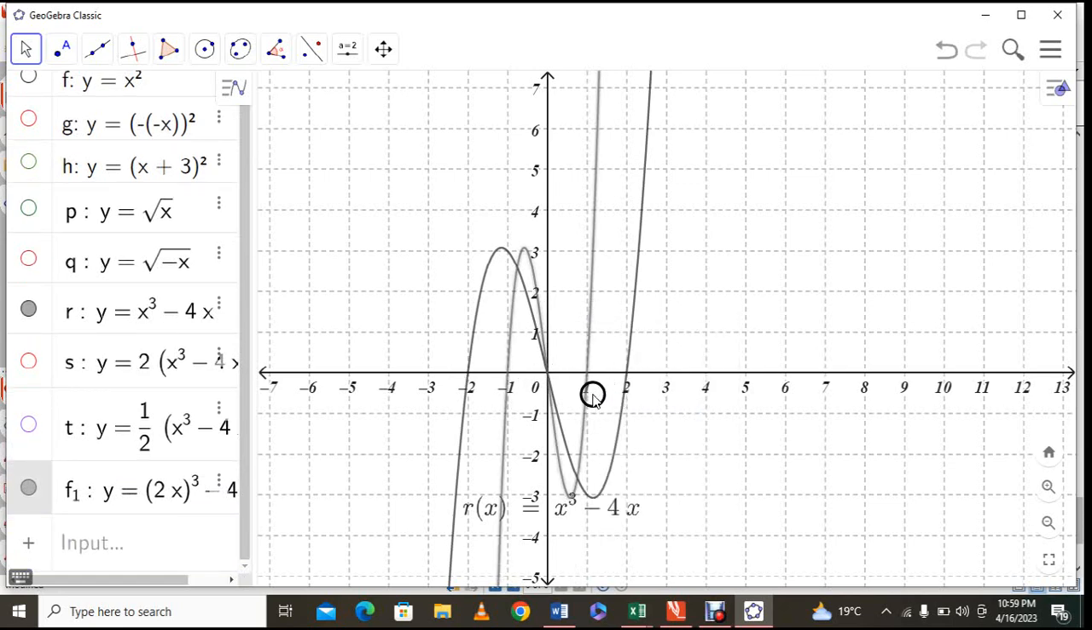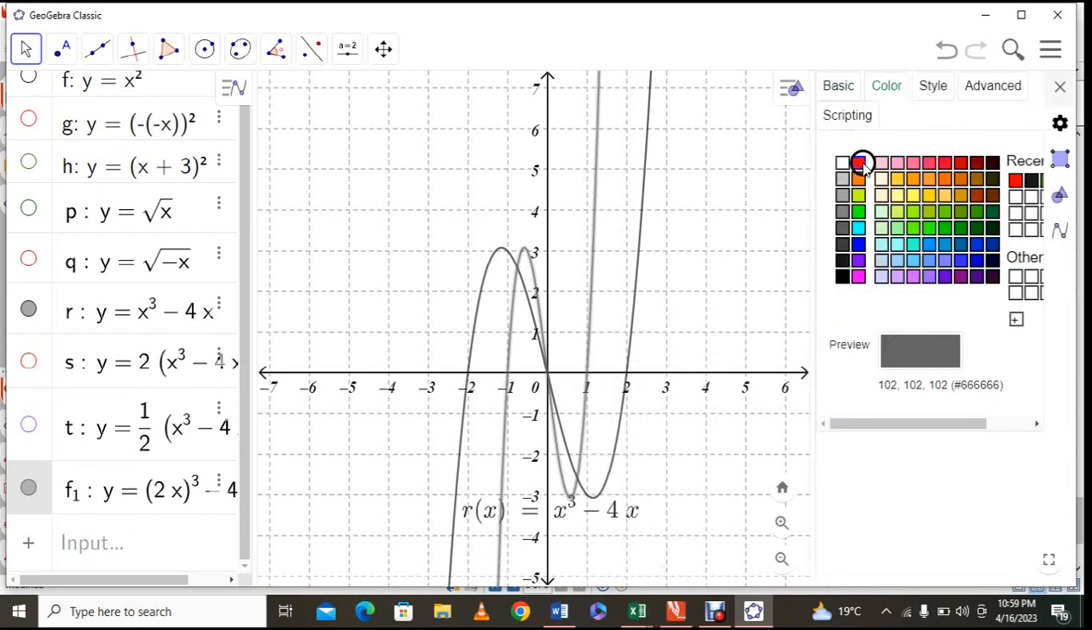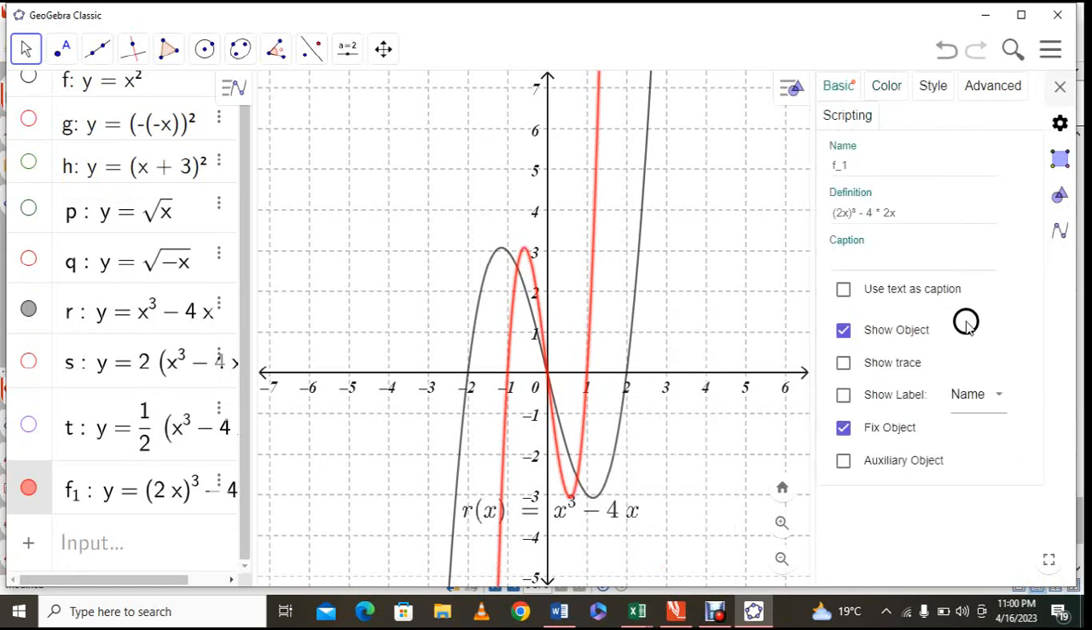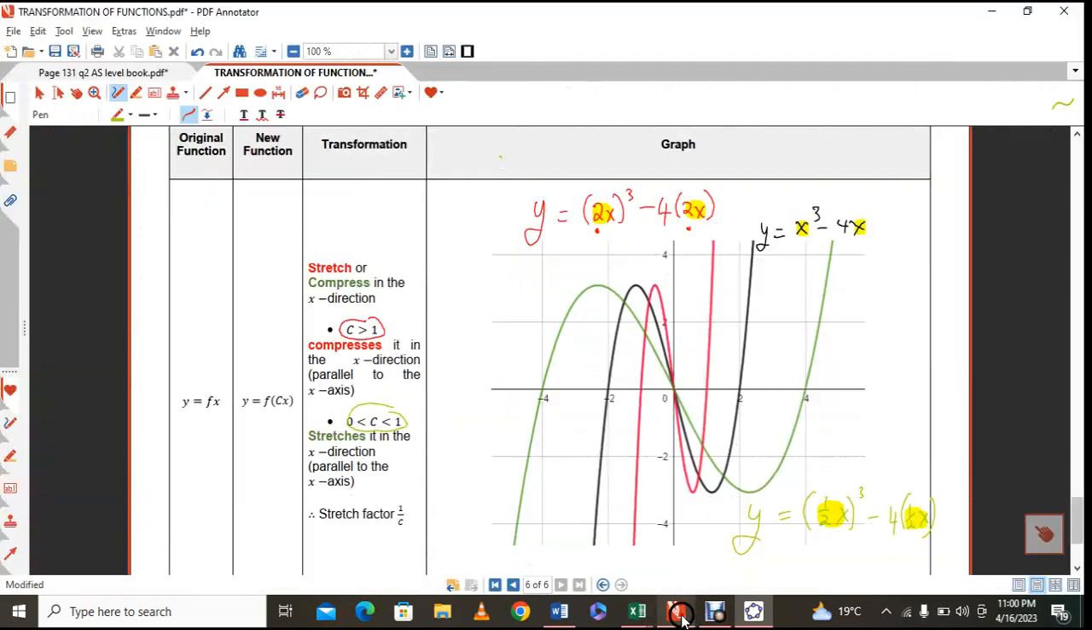Let's see if we can play around with this. Just change the color to red, and also name the value. Okay, so that is what happens there. When you have a 2, you have got that compression. Don't forget: greater than 1, you have a compression. Can you see that? Greater than 1, you have a compression. If it's a fraction, it is a stretch.